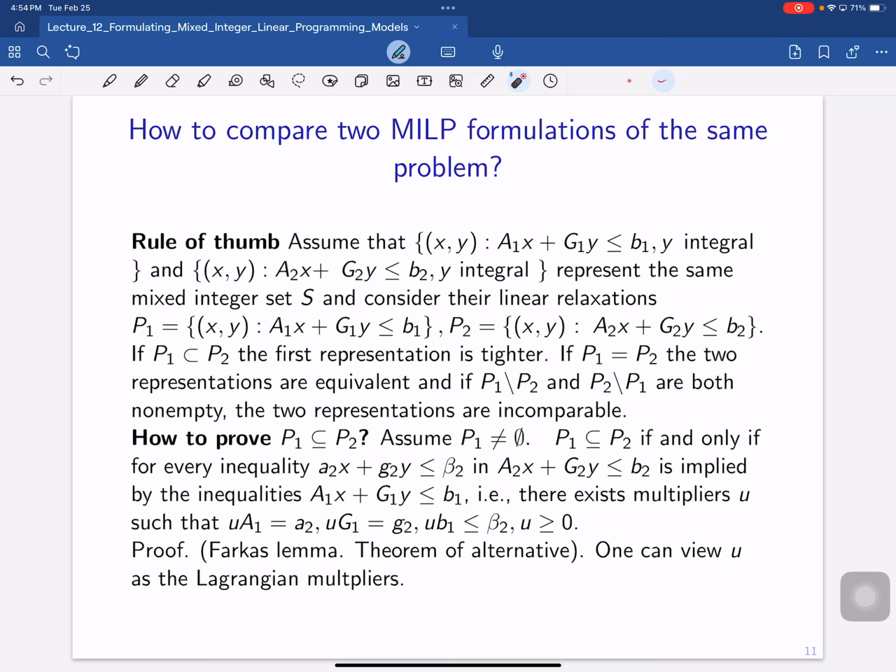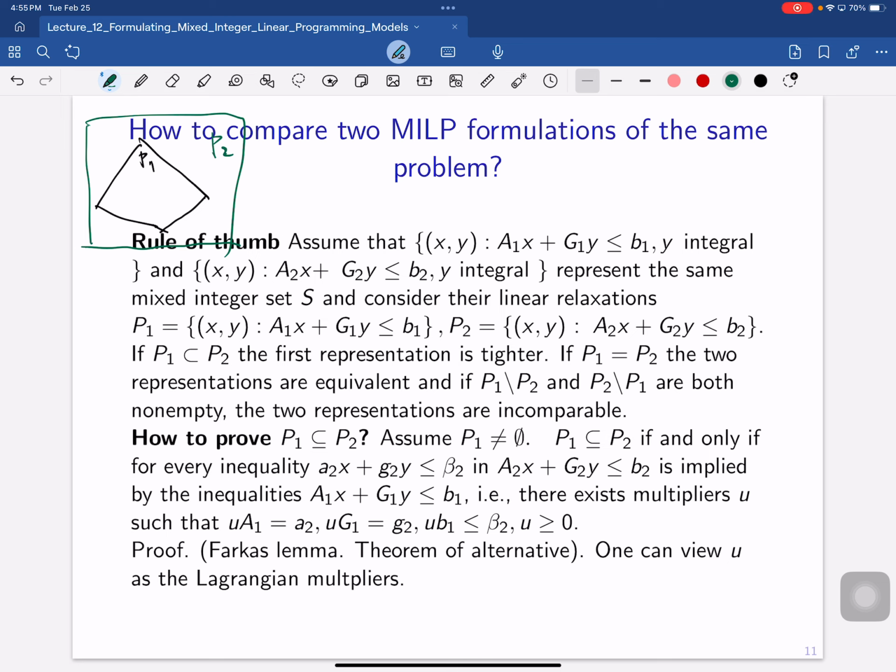So what does that mean? Essentially, you compare the LP relaxations of these two formulations. Let's say this is P1, and then let's say this is P2. P1 is strictly contained in P2. So you can say P1 is a tighter formulation than P2 because its LP relaxation gives you a smaller region. When the LP relaxation gives you a smaller region, that means you need to do fewer steps in branch and bound.